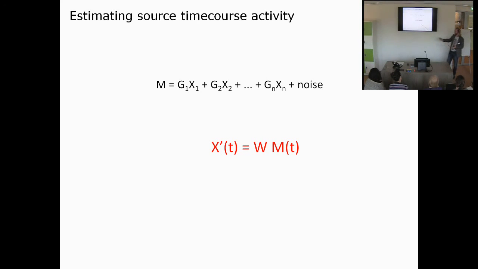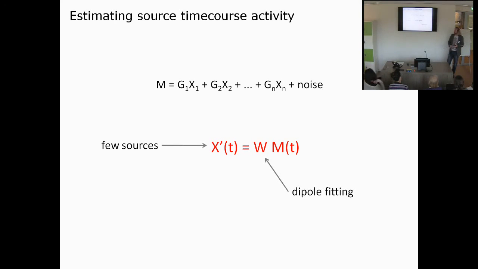And the source activity is of course time dependent, and the measurement is also time dependent. What we often assume is that this unmixing matrix is stationary for the time of our recording, for the time of this data segment that we're analyzing.